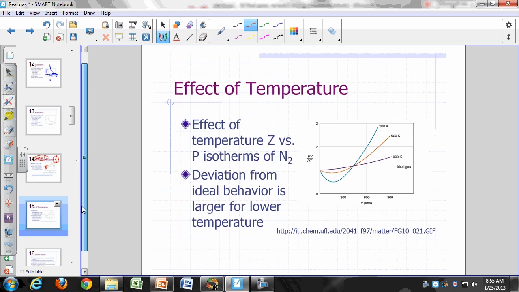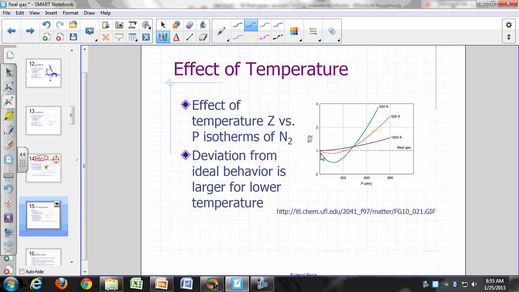Okay. What's the effect of temperature? Like I said, at lower temperature it tends to dip more. Okay. So you say that deviation from ideal behavior is larger at lower temperature. At higher temperature, there is still deviation. At very high temperatures, you also see deviation on the other side. Okay, Z tends to be larger than 1.